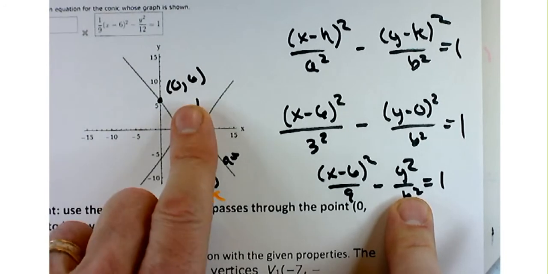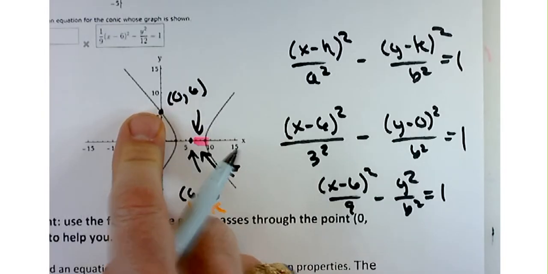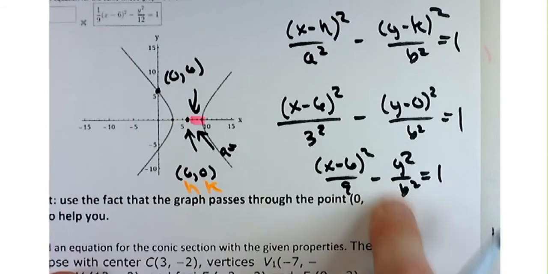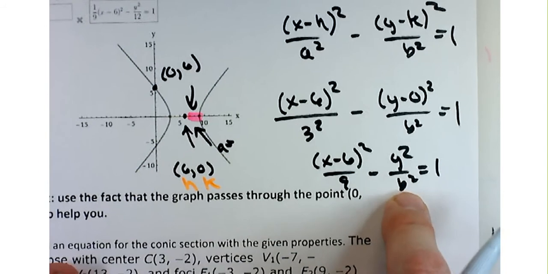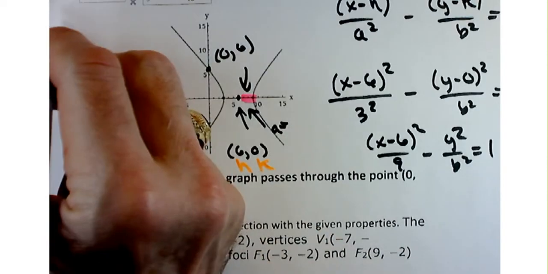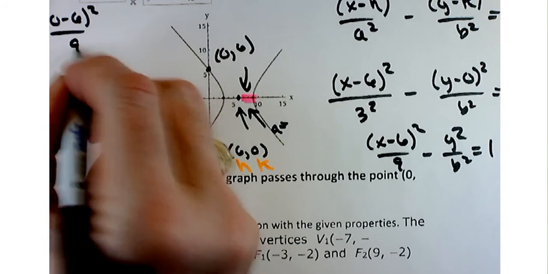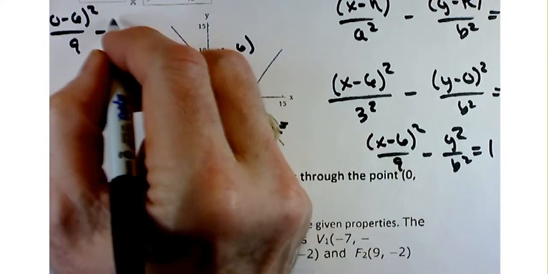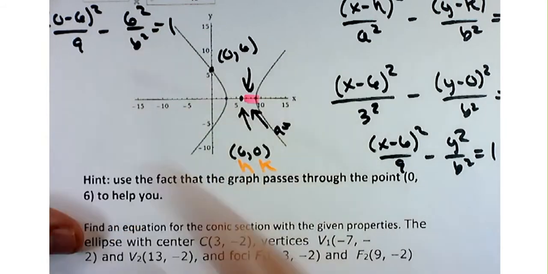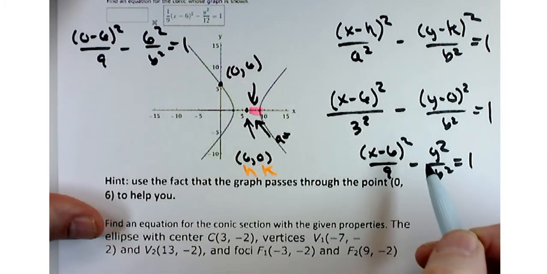And that trick is that this passes through the y-axis at the point 0, 6. So I can put in 0 for x and 6 for y. At that point, the only thing unknown is going to be b. So let's see what happens when I do that. It's going to be 0 minus 6 squared over 9 minus 6 squared over b squared equals 1. And is this for trying to find b? That's for trying to find b. Okay. So that's a b squared, even though it looks pretty beaten up.